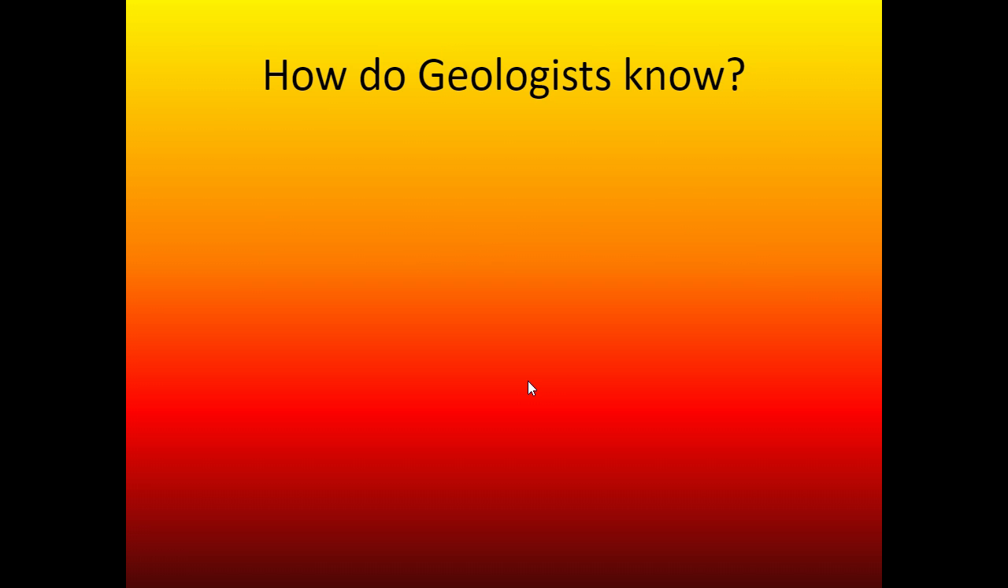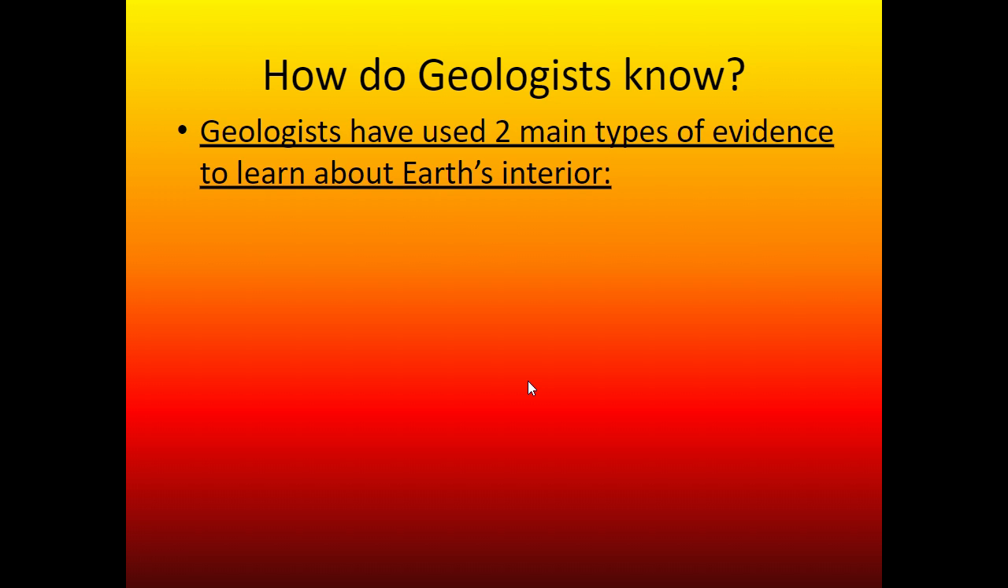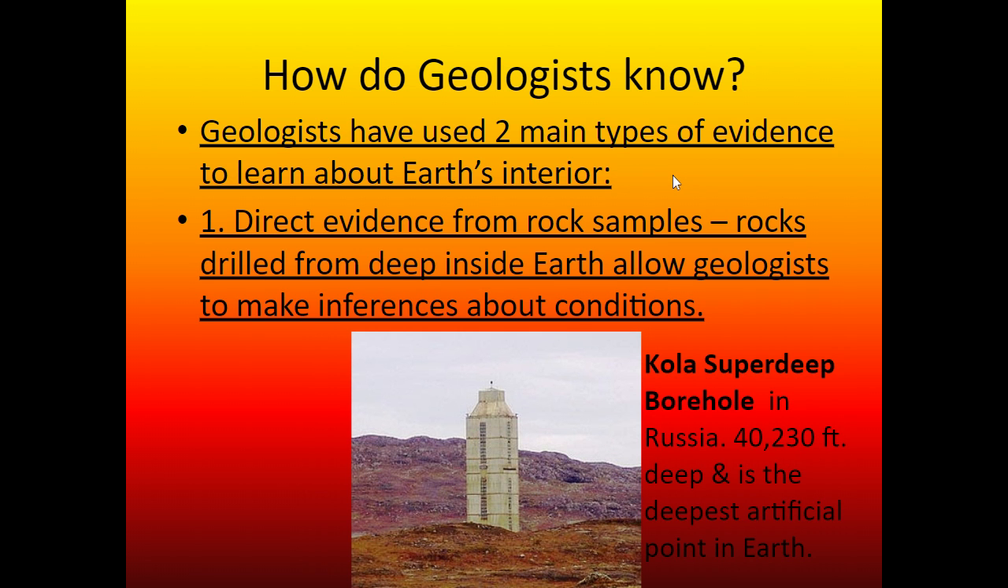All right, so first, in order to know about plate tectonics, we've got to talk about the interior of the Earth. So we've talked about the outside of the Earth, everything outside of the atmosphere of the Earth. Now we're talking about everything underneath the crust. So there are two main types of evidence to learn about the Earth's interior. You have direct evidence from rock samples when you drill deep inside the Earth.